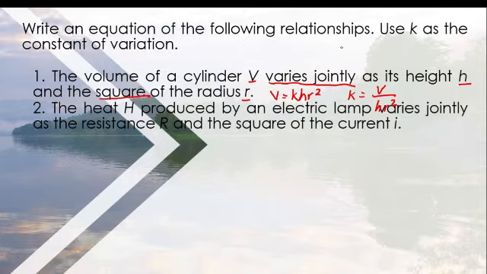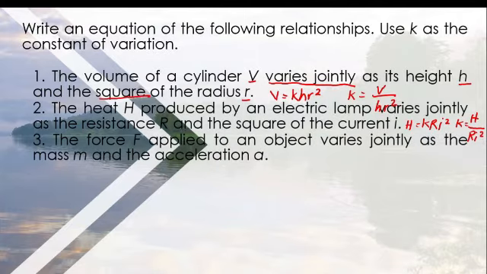So sundin lang natin. We have the heat or H, yung unang nabanggit na variable, equal to K, varies jointly as the resistance R and the square of the current. So I squared. So, pag kukunin natin ang constant, that is K, equal to, so yung naka-isolate natin, H, over yung kasama ng K, R I squared.